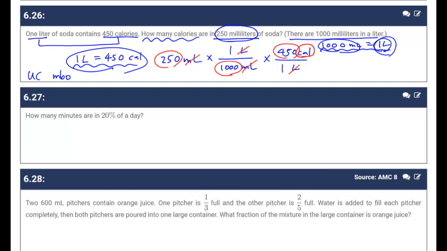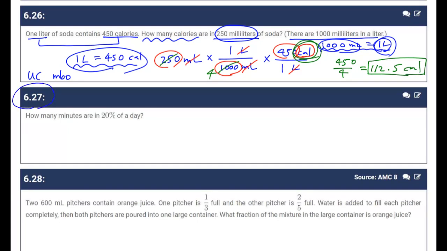And I think 250 goes into 1000 4 times, right? So it'll be 450 divided by 4. And that's going to be, in decimal, 112.5. What's the unit? Calories. That will be the answer.